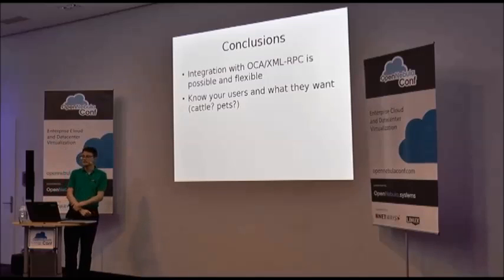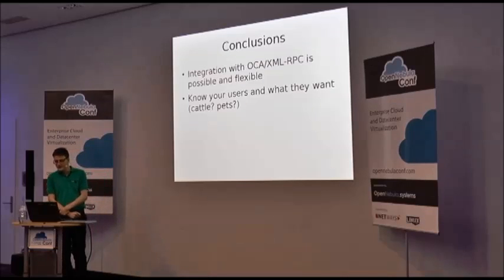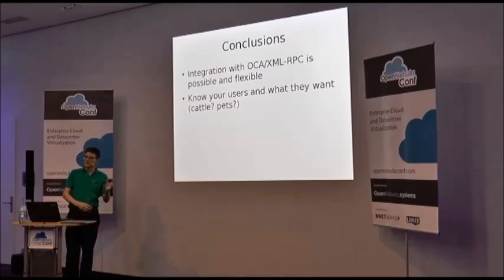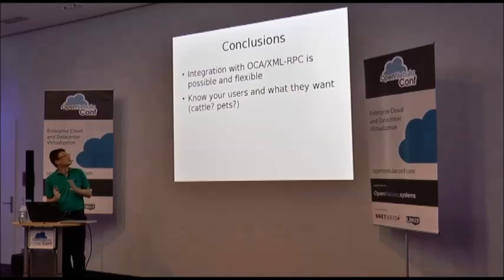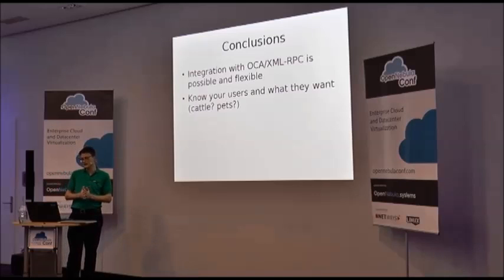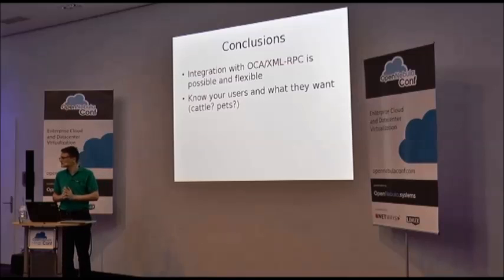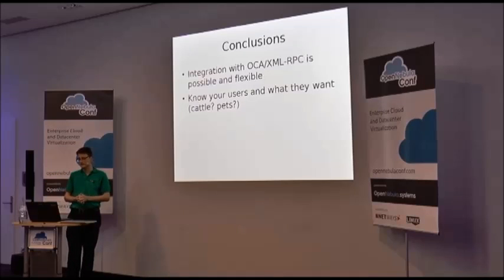To summarize, was it easy? Was it possible? Well, the integration between, say, the Sun Grid Engine and OpenNebula using the OpenNebula Cloud API, OCA, and XML RPC, it was possible and it was flexible. I do agree that XML RPC is kind of difficult. I had some trouble finding working examples, but eventually I got it working. Once you get it working, it's quite flexible.